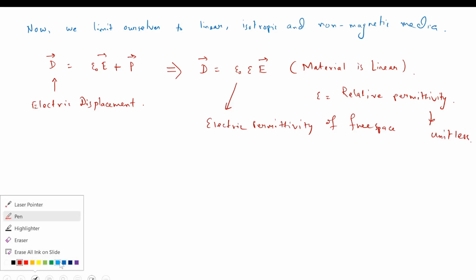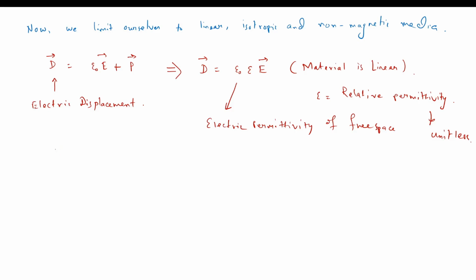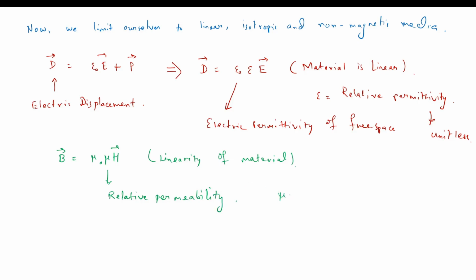Similarly, for the magnetic field, we define the linear media as B is equal to mu naught mu H. So this defines linearity of the material. H is the magnetic field and B is the magnetic flux density, and here mu is the relative permeability. For non-magnetic material, mu is 1.